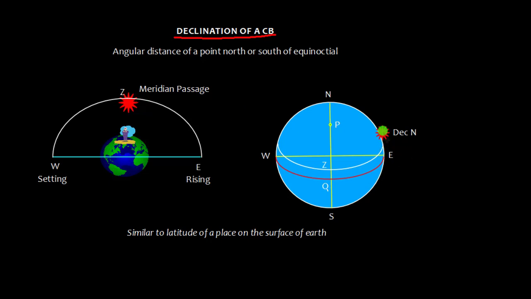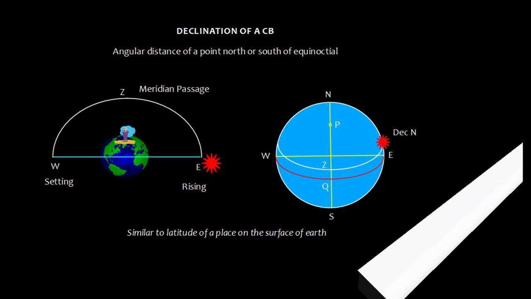So the declination is like this: you have the equinoctial here. Anything which is 0 degrees, north or south of the equinoctial, that angular distance is called declination. In this case, the declination is north, and this distance from 0 degrees to here, let me mark here, is the declination of the body. And what is going to be the daily motion? Suppose the body is the sun, the sun is going to rise like this, there will be meridian passage, and the sun is going to set like this. This is the scenario when the declination of the sun is north.